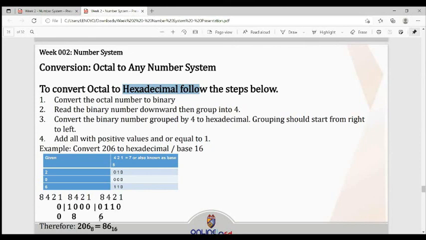2 plus 4 is 6. 1, 2, 4, walang value, then 8. So we have 8. So the answer is 86. So therefore, 206 base of 8 is equal to 86 base of 16. So that is the equivalent of octal to hexadecimal. So, ulitin ko, para ma-convert nyo yung octal into hexadecimal, kailangan mo munang dumaan ni octal into binary. Convert nyo si octal into binary, then si binary into hexadecimal.